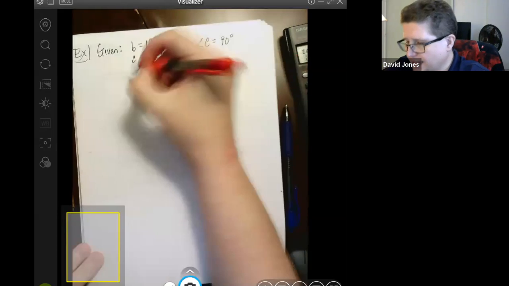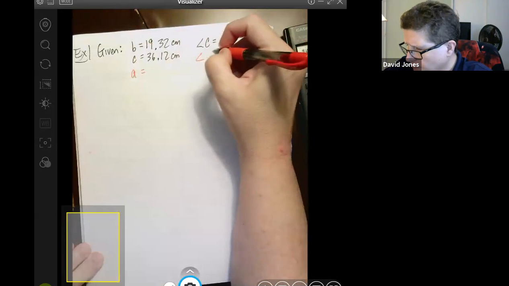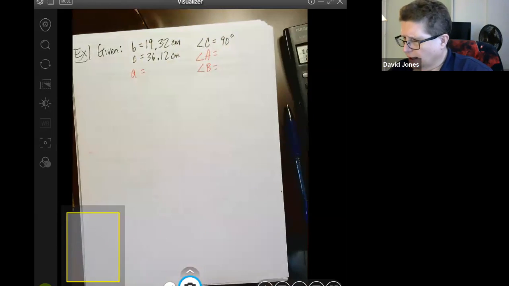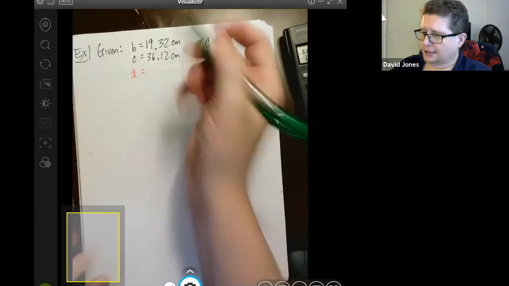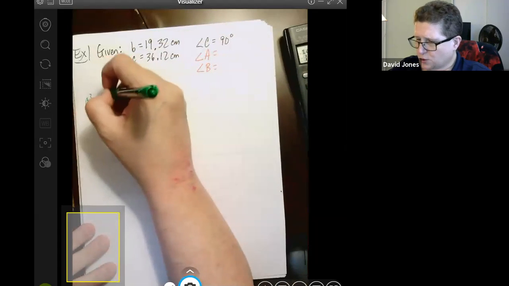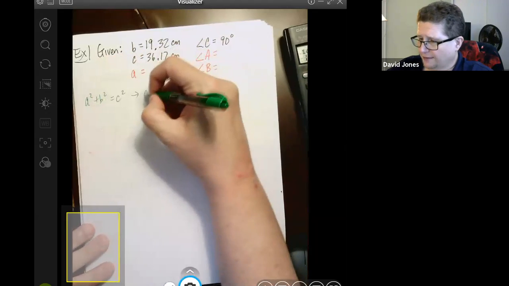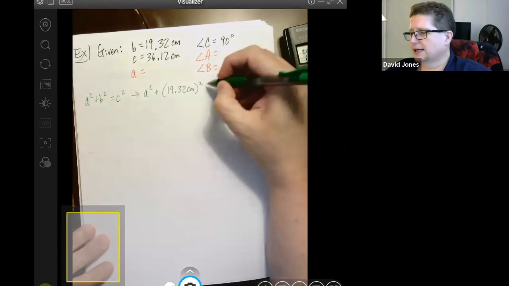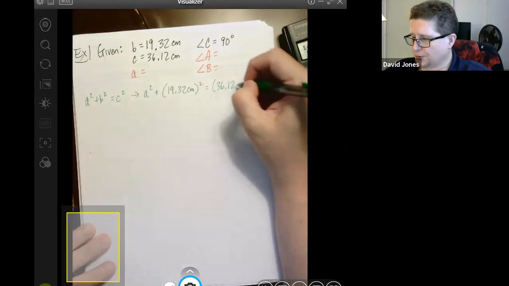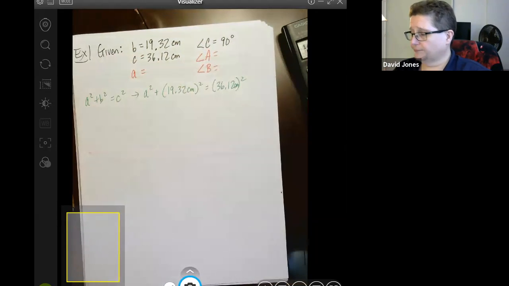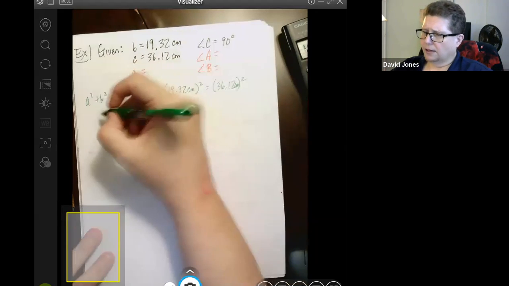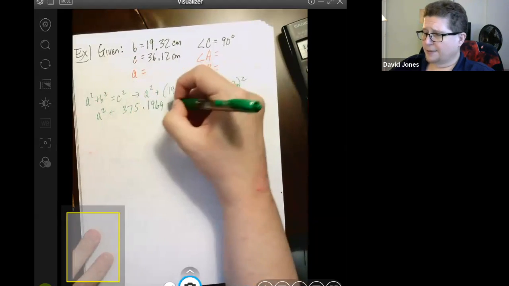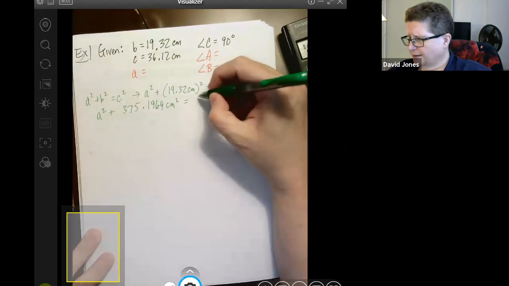All right. I'm going to write those in here. That's stuff to fill in. Finding side A is probably the easiest thing to do. Let's start off with A squared plus B squared equals C squared. We have A squared plus 19.32 centimeters squared equals 36.12 centimeters squared. You throw that in a calculator, you get 375.1969 centimeters squared.